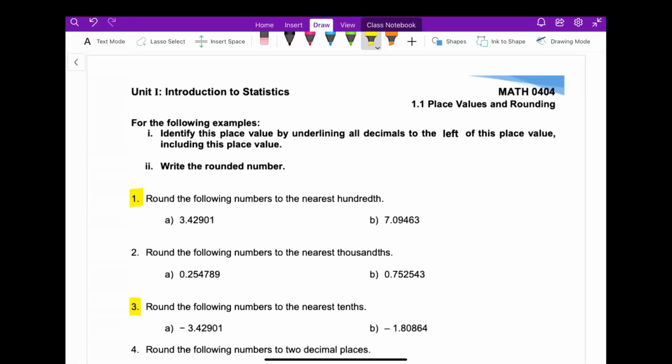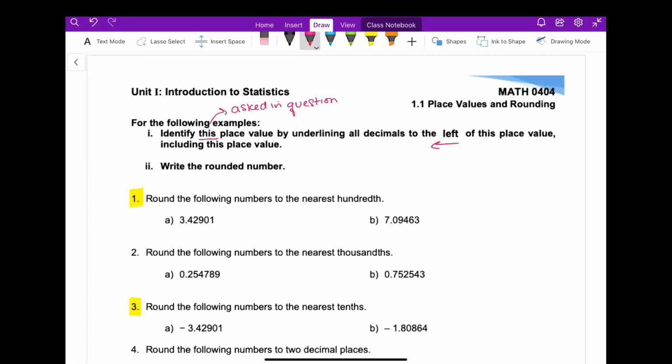It says, for the following examples, identify this place value by underlining all decimals to the left of this place value, including this place value. And we're talking about this. When we say the word this, we mean the one that's being asked in the question. And we're going to underline to the left of the place value, including the place value. Then we're going to write the rounded number.